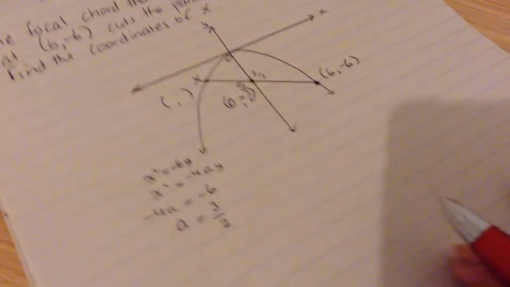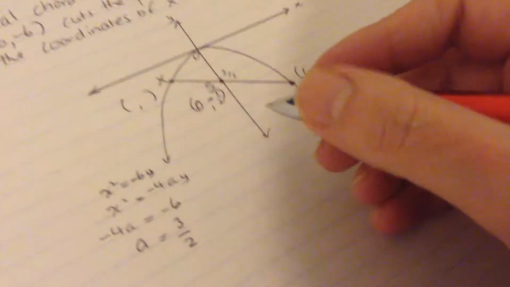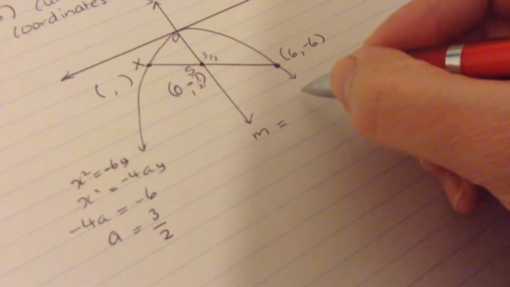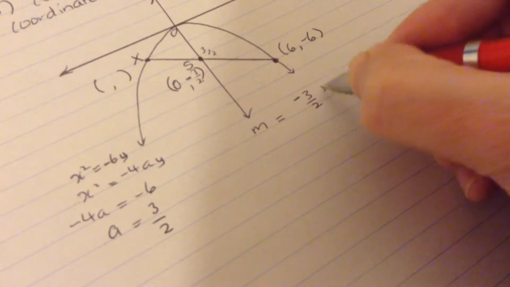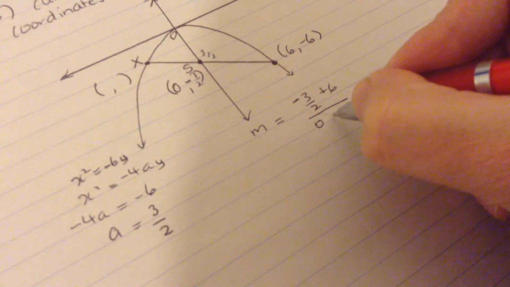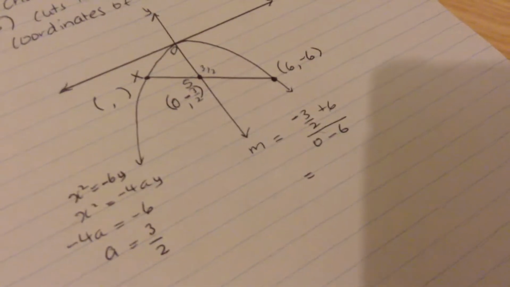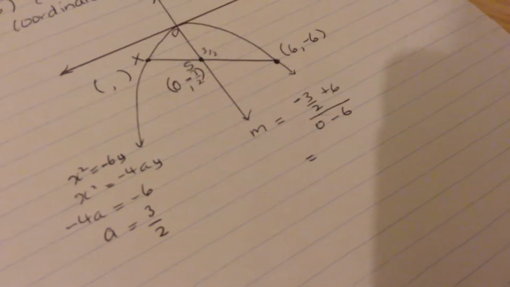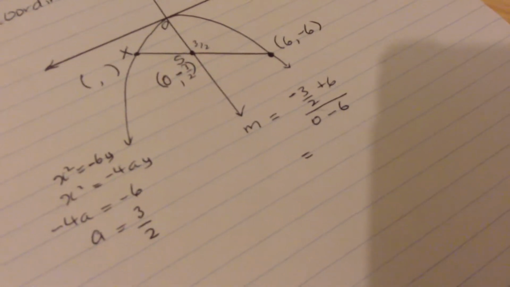So let's go ahead and find the gradient between these 2 points. To get the gradient, m is equal to minus 3 on 2 minus minus 6, which is plus 6, over 0 minus 6. You go straight to your calculator, minus 3 on 2 plus 6, and then divide that by minus 6, and we get minus 3/4.